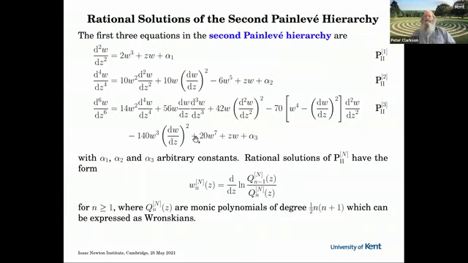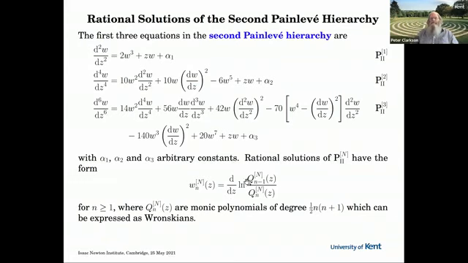So let's move on to the second Painlevé hierarchy. You can get a hierarchy of equations effectively by taking the modified Korteweg-de Vries equation hierarchy and making a scaling reduction of it and taking one integration. And you get these equations of order 2, 4, 6, etc. And the rational solutions have a very similar form to what the rational solutions of Painlevé 2 are.